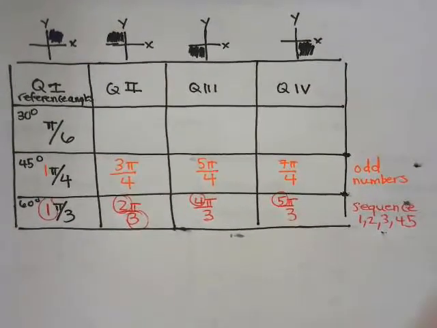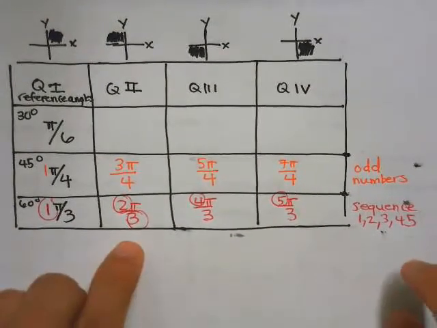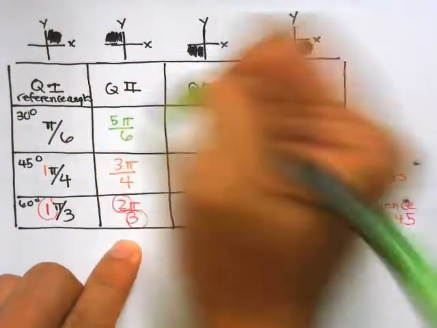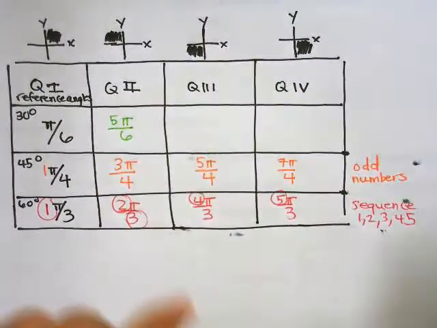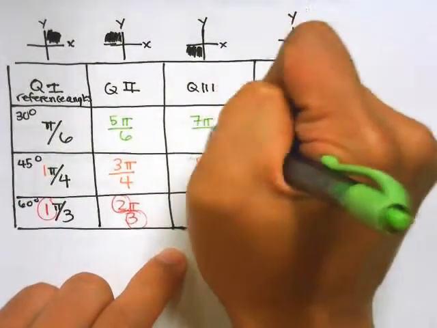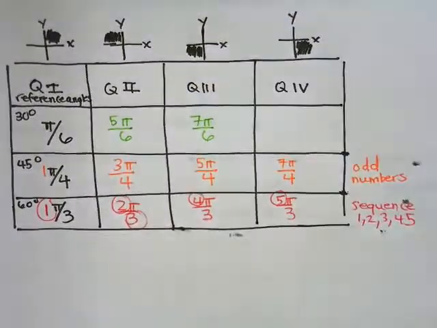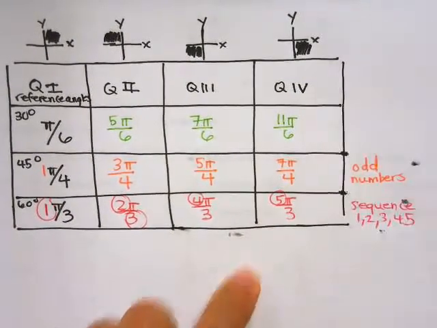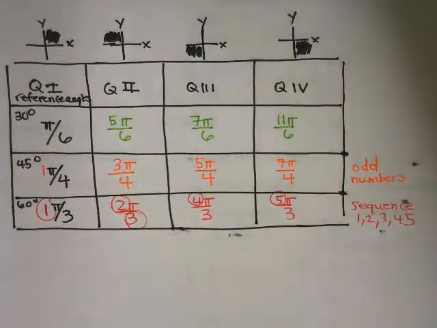I like to do the 30 degrees last, pi over 6, because sometimes it could be funny, you know? So 5 pi over 6 is in quadrant 2, somewhere over here. 7 pi over 6, and now I'll show you the big picture, in quadrant 3. And then 11 pi over 6 is going to be in quadrant 4. Let's take a look at the bigger picture now.